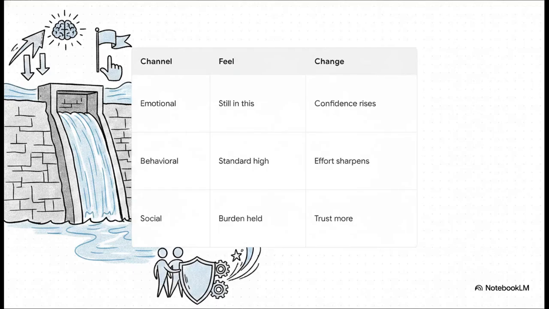This influence flows through three very specific channels. Emotionally, teammates feel we're still in this, so confidence naturally rises. Behaviorally, they feel the standard is high, so their own effort sharpens up. And socially, they feel someone is carrying their responsibility.